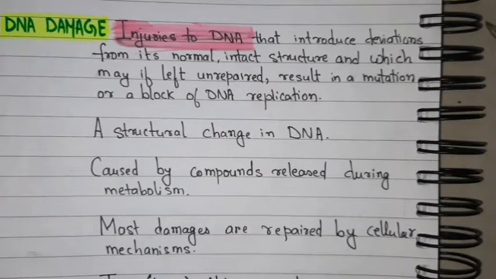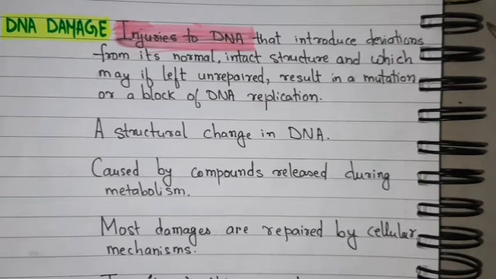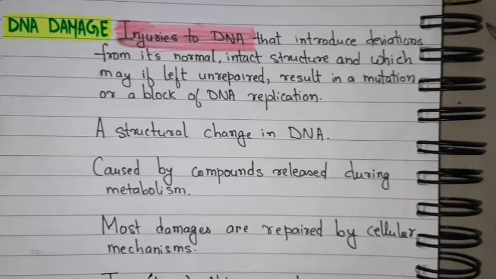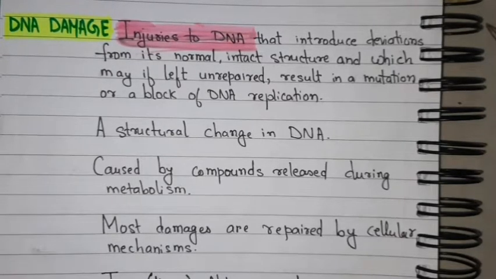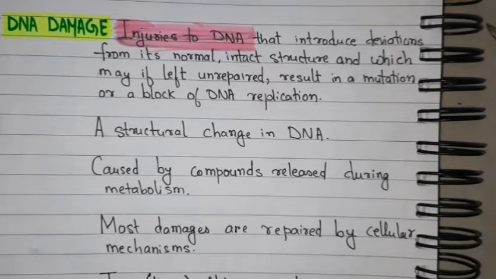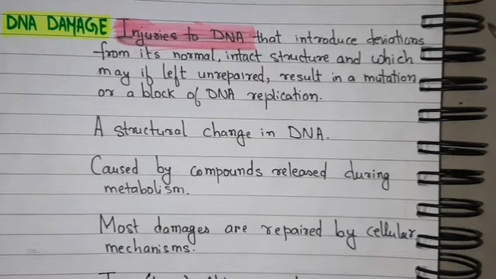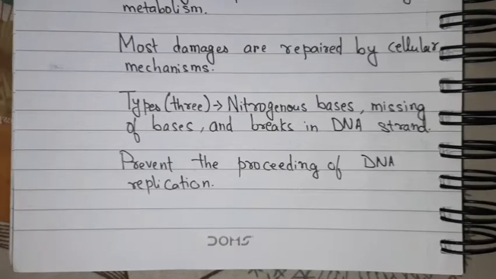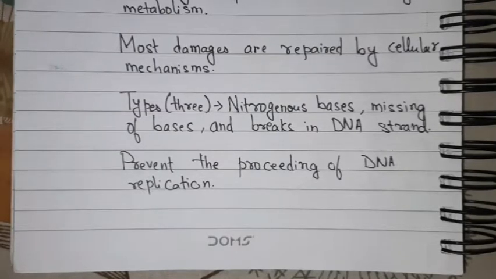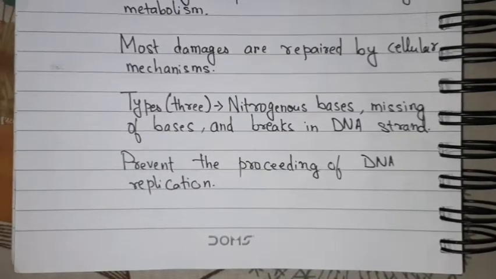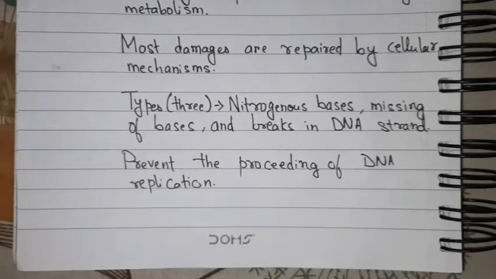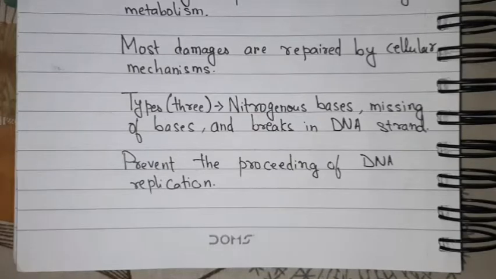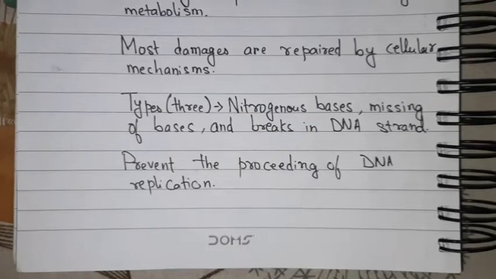These are caused by compounds released during metabolism. There are certain kinds of compounds which are released during metabolism, so it occurs during that phase. Now, most damages are repaired by cellular mechanisms. It has three types, and those are damaged nitrogenous bases, missing bases, and breaks in the DNA strand. Now, this prevents the proceeding of DNA replication.